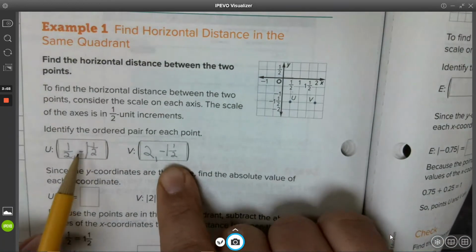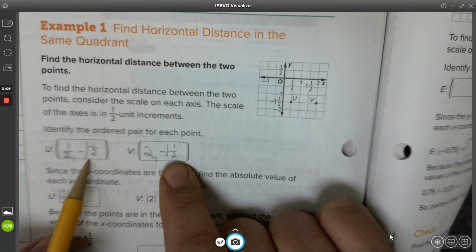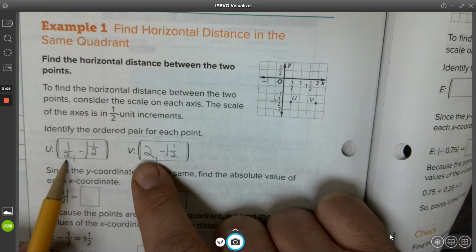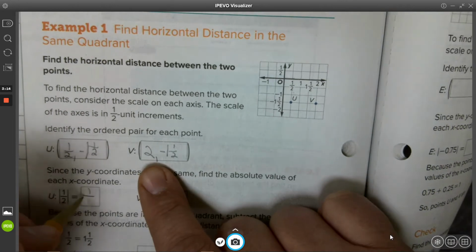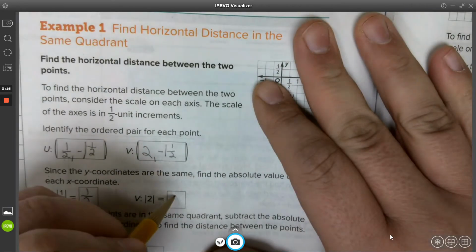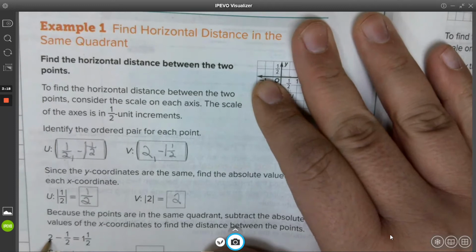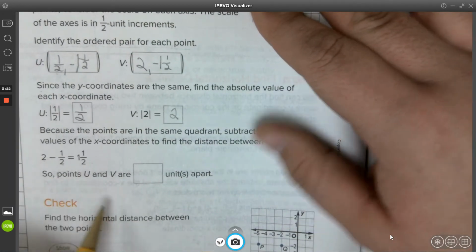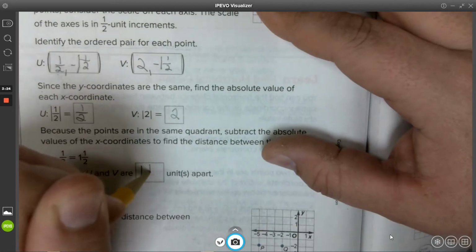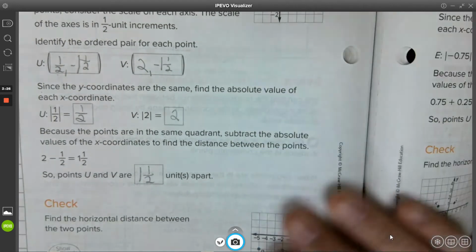Now, because our y values are the same, we're going to look at our x values and find the absolute values of those and then subtract. The absolute value of 1/2 is 1/2. The absolute value of 2 is 2. Then we subtract. 2 minus 1/2 is 1 and 1/2. So u and v are 1 and 1/2 units apart.